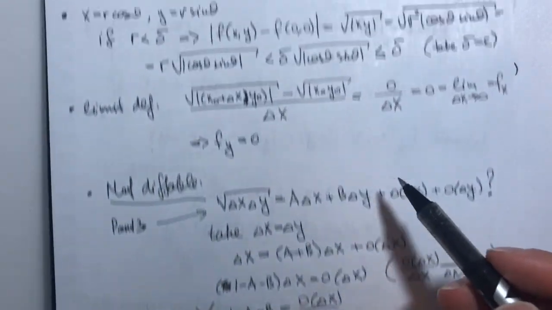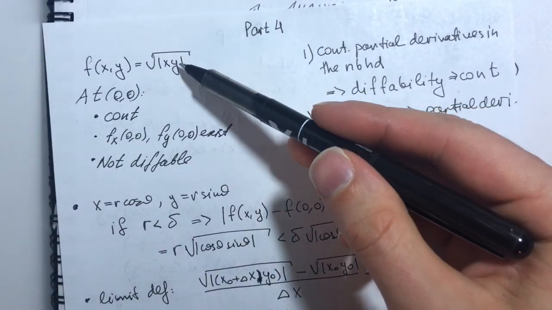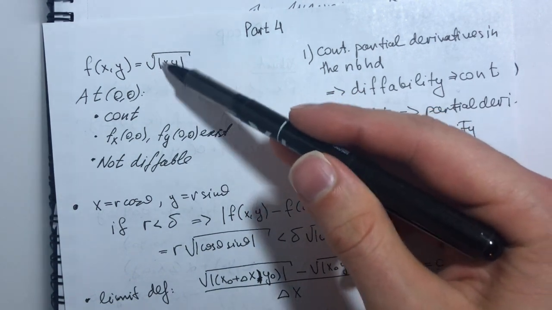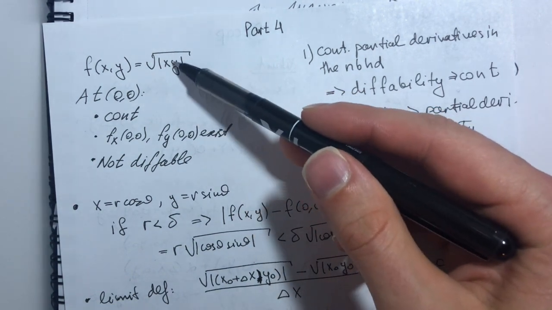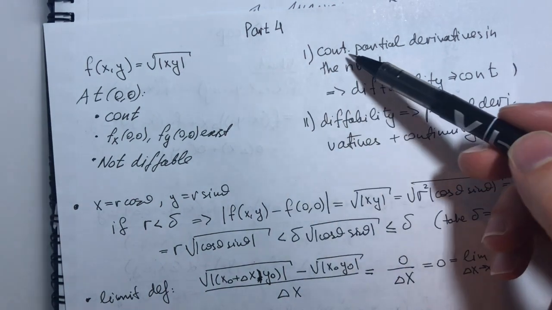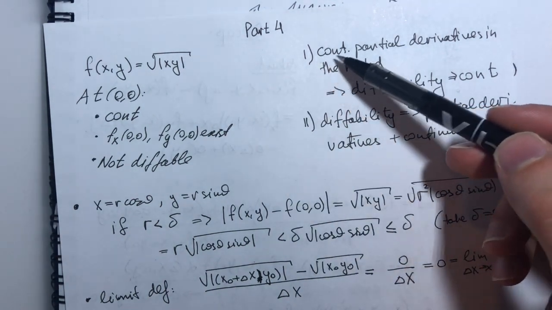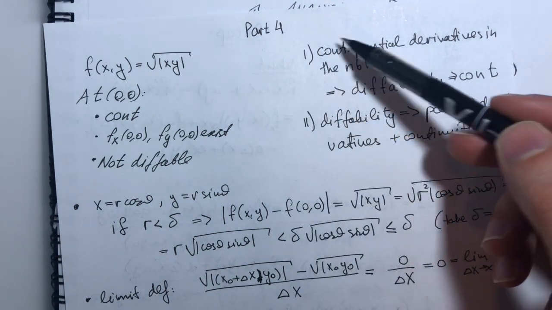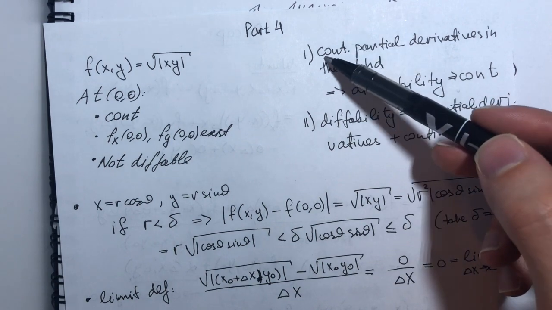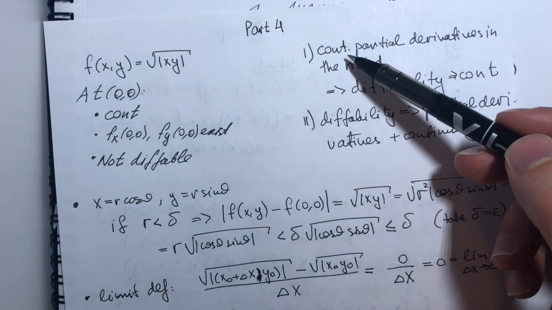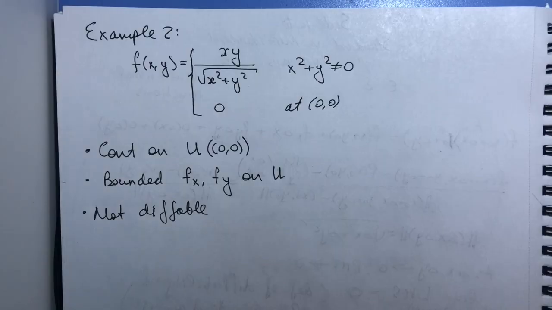So if you want to know why, you can try and find a general expression for your partial derivative and see that this function is not going to be continuous. So the conditions of the first theorem are not satisfied. Now let's look at the second example.